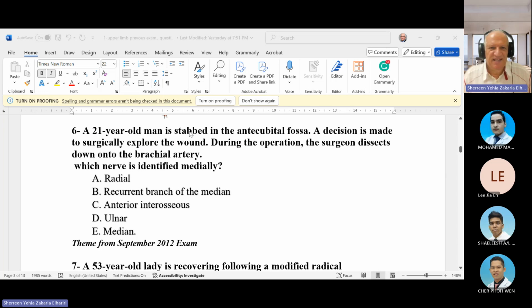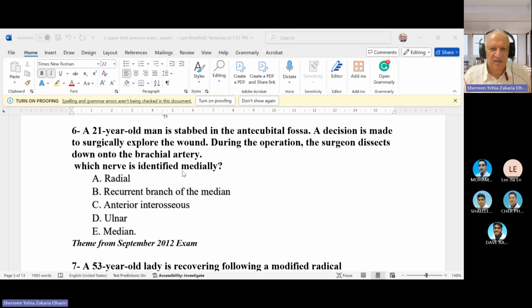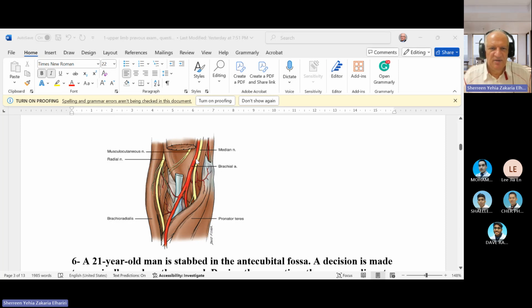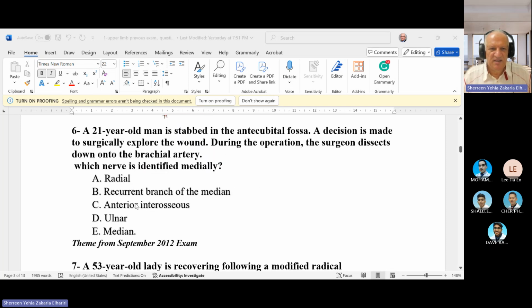A 21-year-old man is stabbed in the antecubital fossa. The decision is made to surgically explore the wound. During the operation, the surgeon dissected down into the brachial artery, which nerve is identified medially? So here, you need to ask which nerve is medial to the brachial artery. If you come to the picture again, this is the brachial artery, and he asked about what this nerve is, and again this nerve is the median nerve. So the answer here is the median nerve.